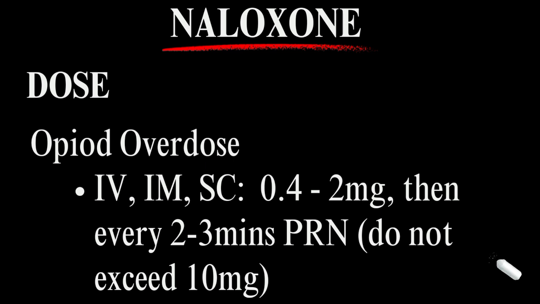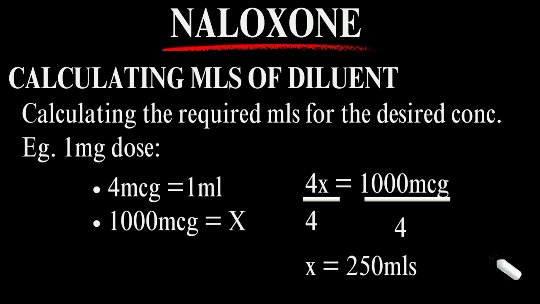To administer as an IV infusion, you're supposed to dilute to a concentration of 4 micrograms per ml. So, for instance, if you're giving a dose of 1 milligram, you're going to dilute it with 250 ml of normal saline or 5% dextrose in order to get that concentration.